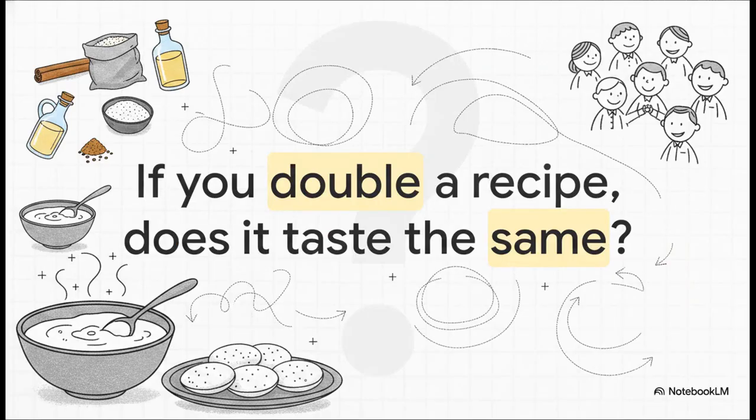Let's kick things off with a highly relatable kitchen crisis. Picture this. You're making breakfast and you suddenly realize a bunch of extra guests are about to walk through the door. Total panic, right? If you need to make a massive batch of idli batter, how do you make absolutely sure it still tastes exactly right? You can't just blindly throw ingredients into a bowl and hope for the best. You need a reliable system.